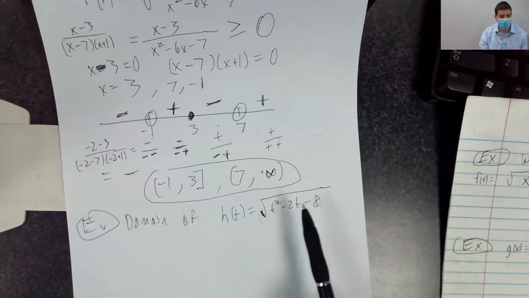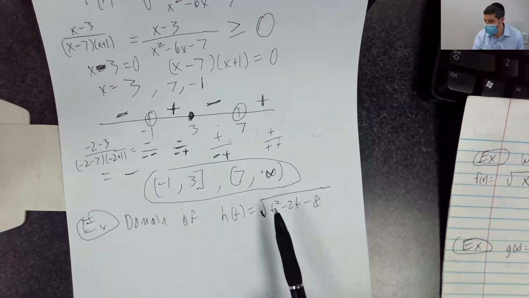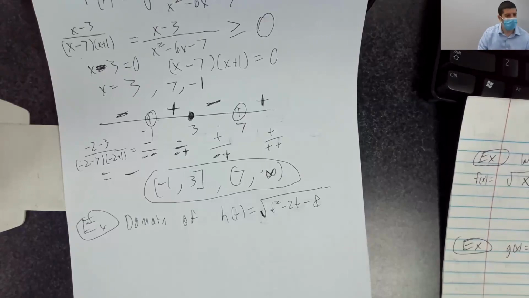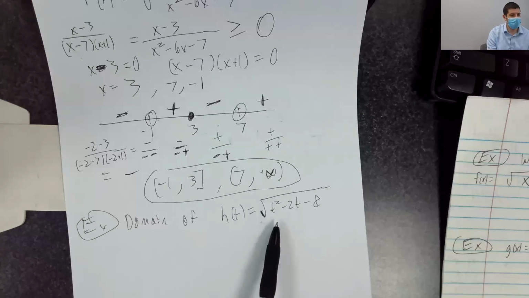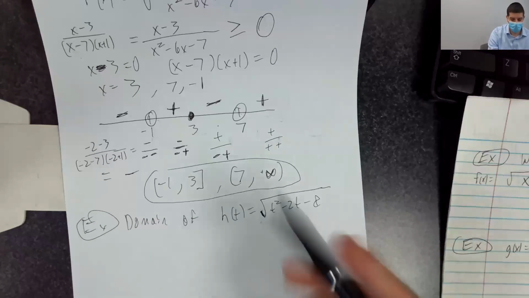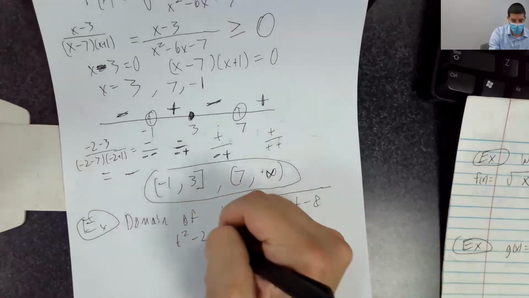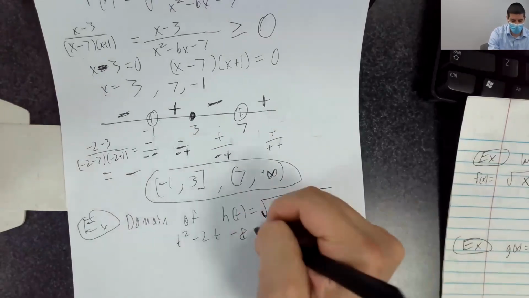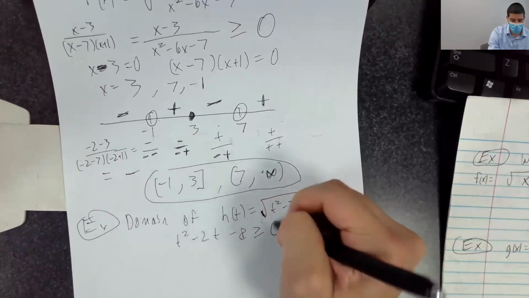Okay, let's see. So what's the first step? I'll call on someone that hasn't spoken yet. Vincent? Vincent here? Yeah, Vincent, how would I start this off? You convert that to t squared minus t minus 8 is greater than or equal to 0. Right, I need the thing inside to be greater than or equal to 0.